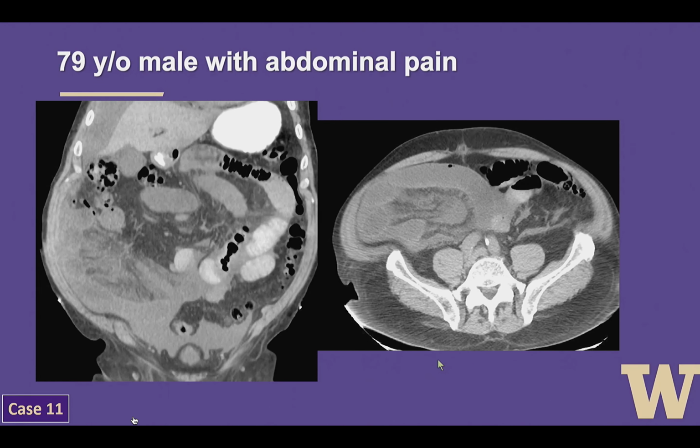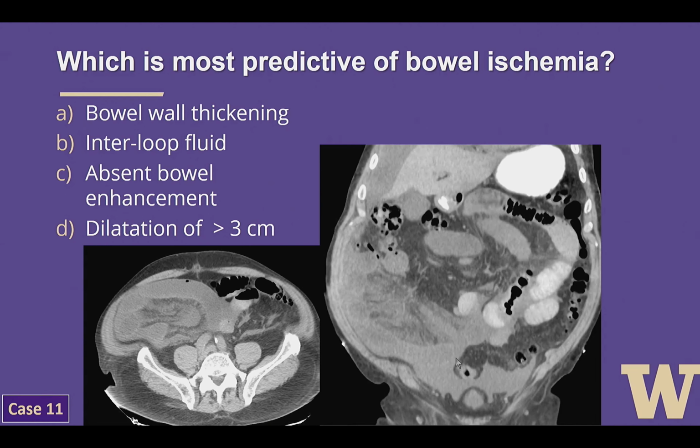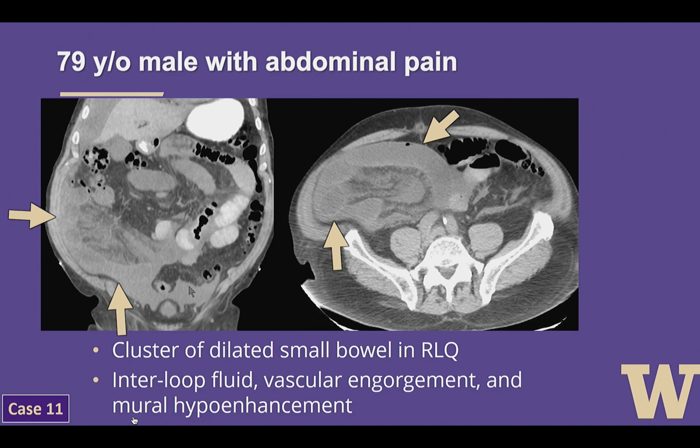Case 11 is a 79-year-old man with abdominal pain. And the question is, what is the most predictive of bowel ischemia? Bowel wall thickening, interloop fluid, absent bowel wall enhancement, or dilation of greater than 3 centimeters. So in this patient, we have a cluster of dilated small bowel in the right lower quadrant with engorgement of the mesenteric vessels, interloop fluid, and hypoenhancement of the affected segment of bowel.